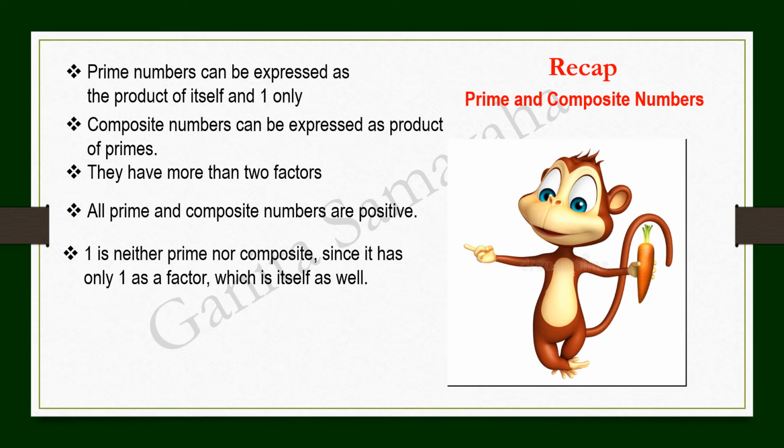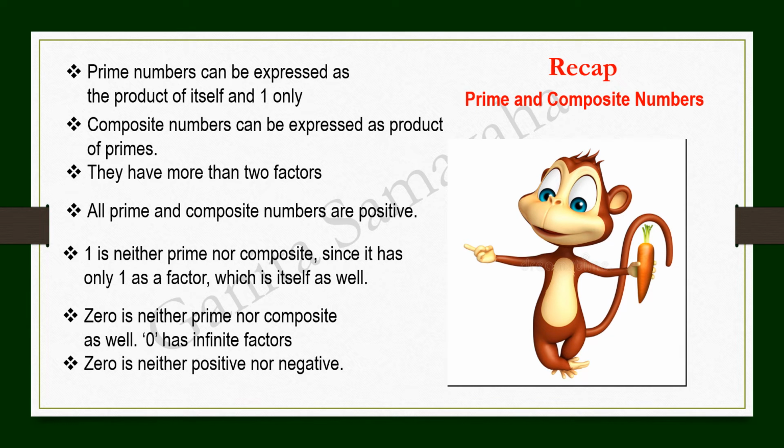And then what about 0? Yes, 0 also we cannot categorize into either prime or composite because 0 has infinite factors. 0 is equal to 0 into 1, 0 into 2, 0 into 1000, 0 into lakh, etc. You'll get 0 only, isn't it?